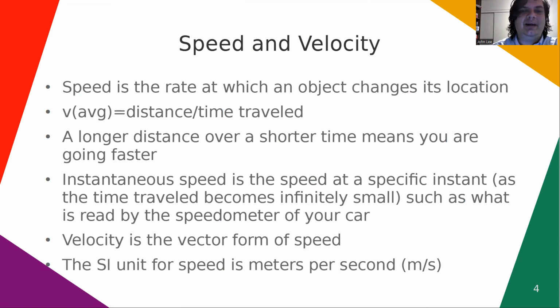So speed is the rate at which an object changes its location, and it's given by the variable v, where the average value of v is equal to distance over time traveled. So if you drive the 100 miles to Los Angeles over the course of 3 hours, then you would have 100 miles divided by 3 hours, which is going to be about 33.3 miles per hour, which is very slow, but maybe you're taking side streets the entire way there.